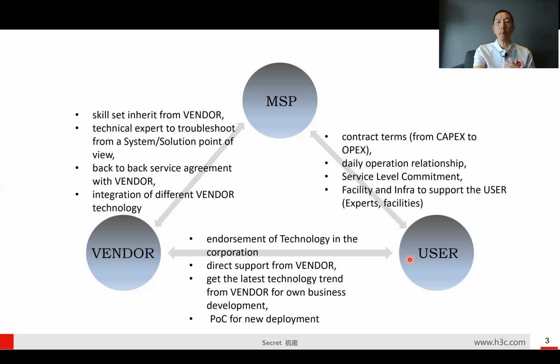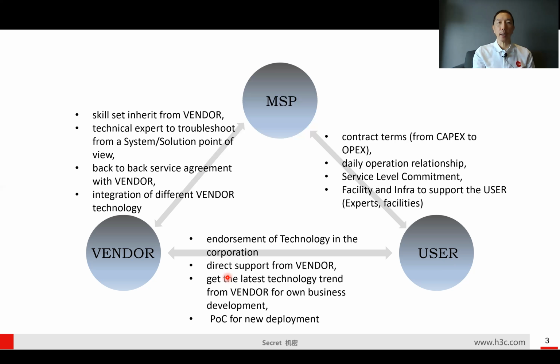Sometimes the user may expect direct vendor support also, because when they deploy the technology, they think the MSP may have a little bit of limitation in terms of accessing the R&D resources or driving the vendor support. So from time to time, the user may get vendor support directly, and also, to develop their business and think about strategy, they always want to get the latest technology trends from the vendor.